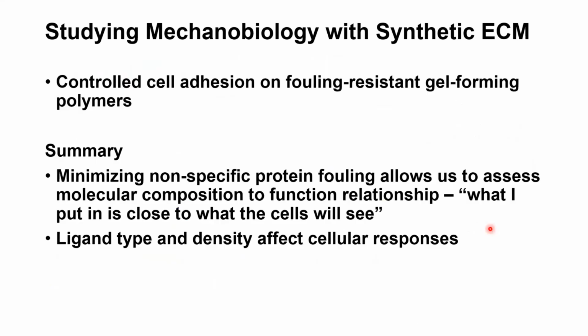So just to summarize this section, minimizing that non-specific protein adsorption is very important, if for no other reason than allowing us to at least say, what I put in is pretty close to what the cells see. The ligand, the type of ECM ligand, so the RGD tripeptide versus other peptides and its density, are important for controlling cell responses. And mechanically oriented responses like stress fiber formation depend very significantly on the type and density of ligand.